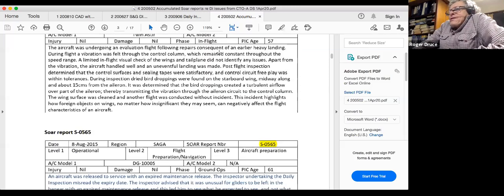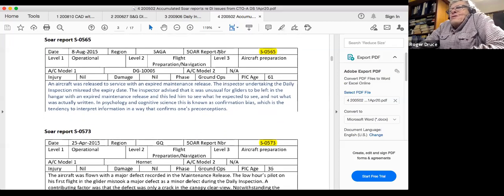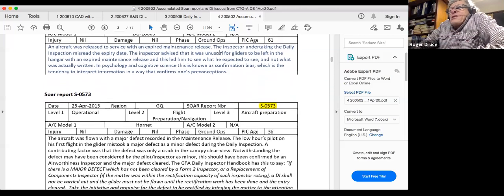It just shows sometimes the cleaning is not just for show, it actually does good in terms of flying qualities. A SAGA, DG1000 again, released to service with an expired maintenance release. The inspector undertaking the daily inspection misread the expiry date, etc. But it's an important point that it makes here. It says the inspector advises that it was unusual for gliders to be left in the hangar with an expired maintenance release, and this led him to see what he expected to see, not what was actually written. And so he had a confirmation bias. He tended to see what he wanted to see or expected to see.